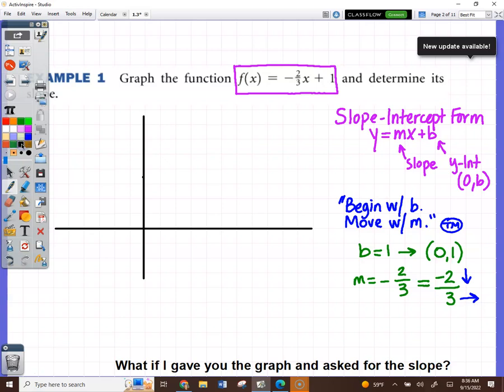So let's plot it. B is 0, 1. From here, I'm going to fall 2 and run right 3. And then I'm going to draw my line.